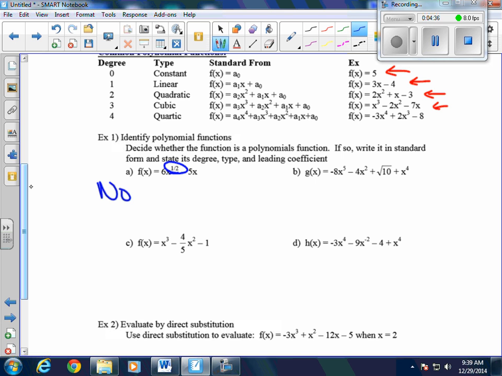So real number, real number, real number, real number. Okay. All of the numbers in front are real numbers, so this is a polynomial function. All right, so now it says, if so, write it in standard form.